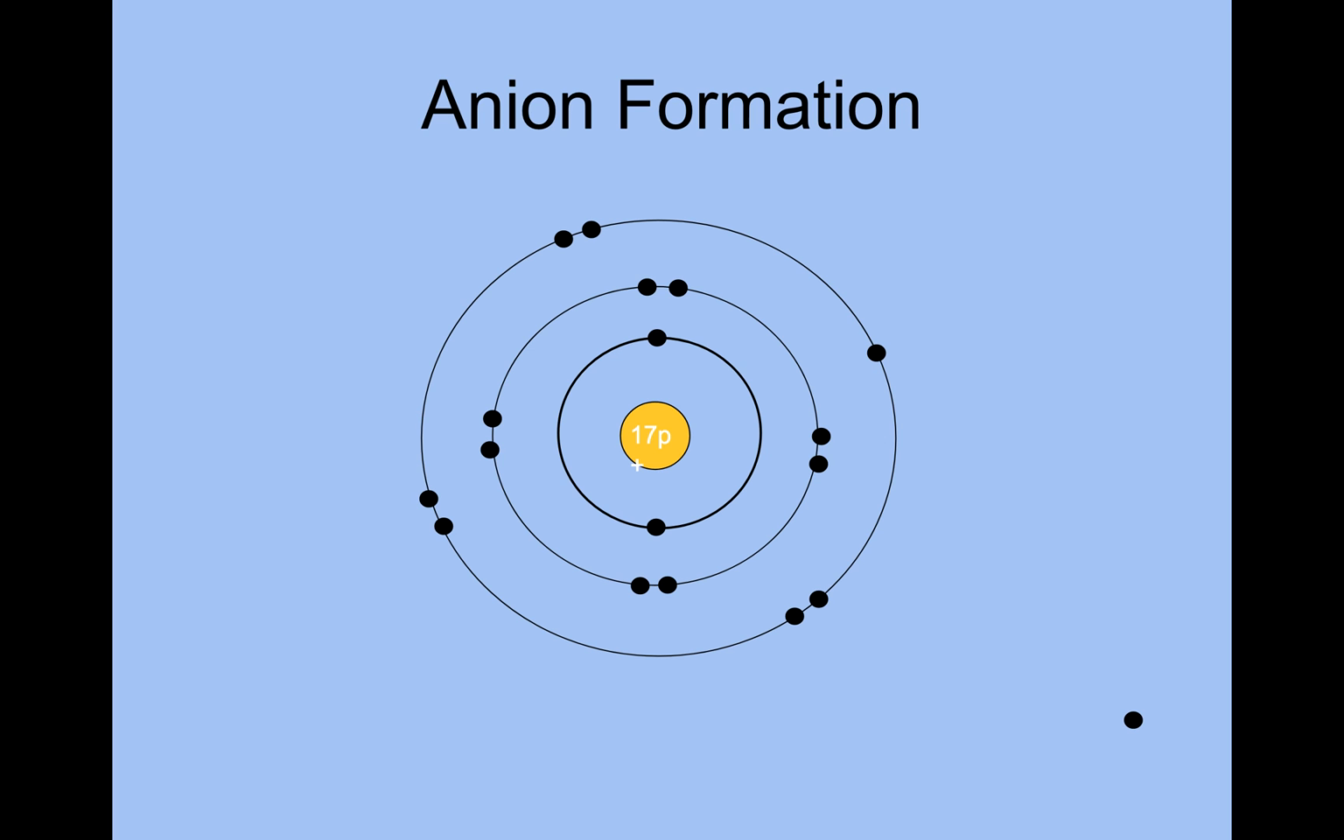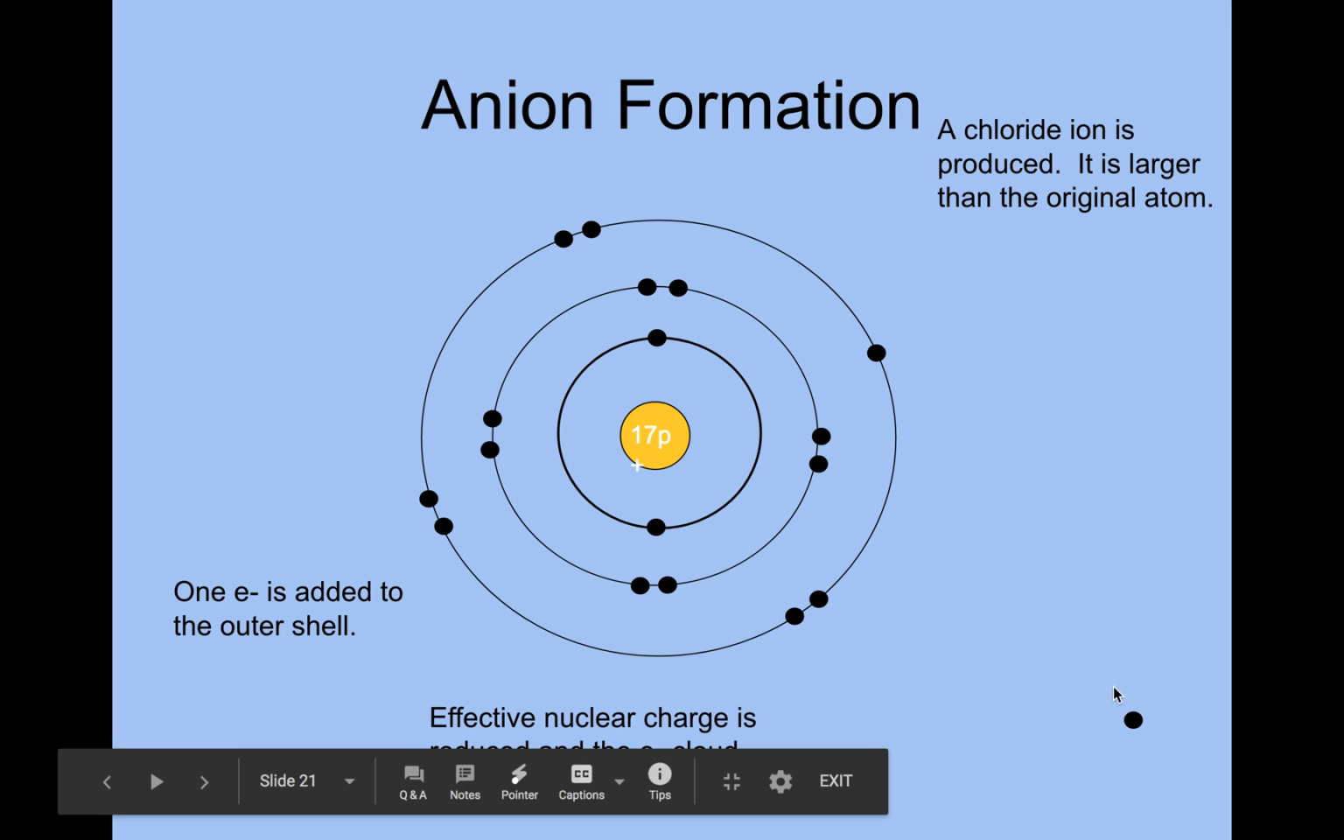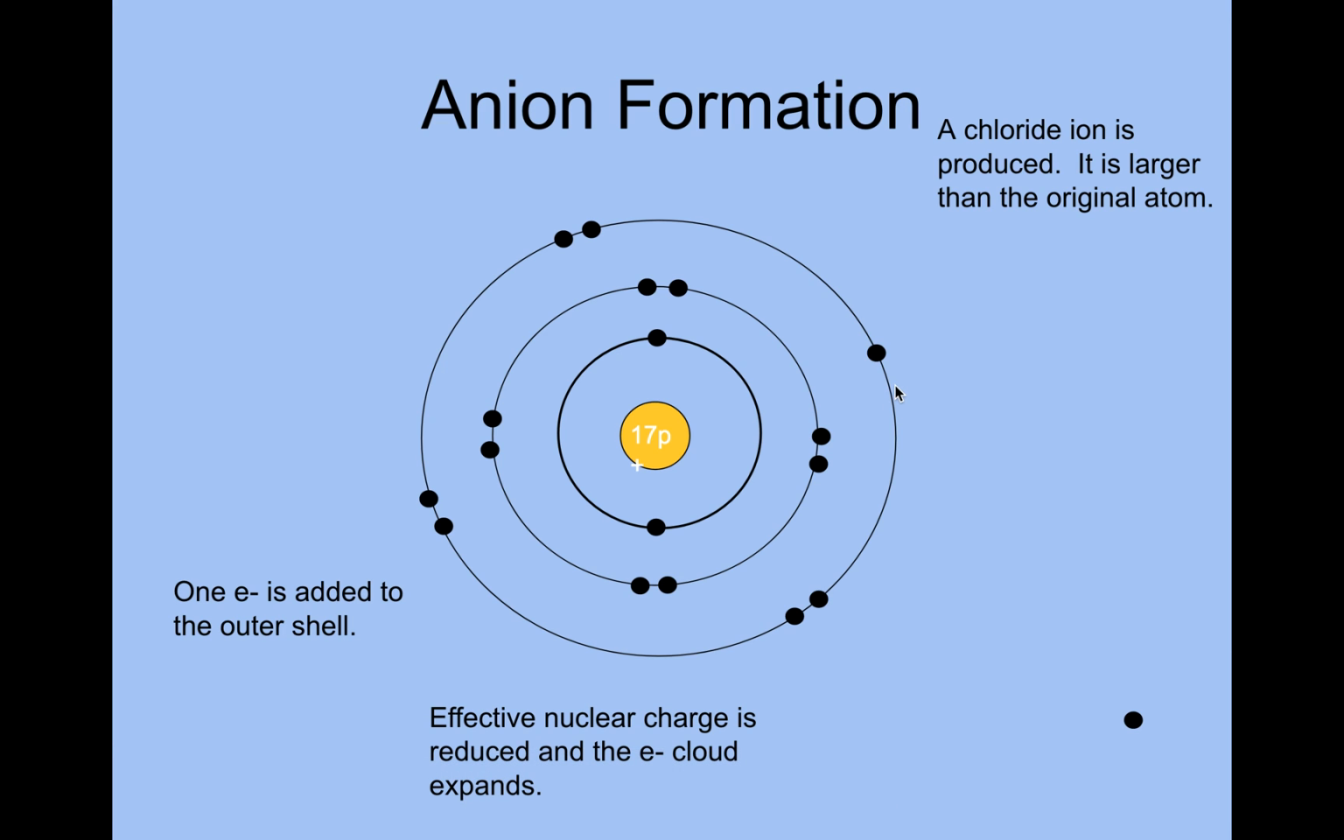Here's a demonstration of anion formation. You have 17 protons. This is chlorine. It has 7 valence electrons. It would like 8, so 1 electron is added to the outer shell. If this electron is added here, then it would repel a little bit more with these other electrons, and so it would produce an ion that is slightly larger.